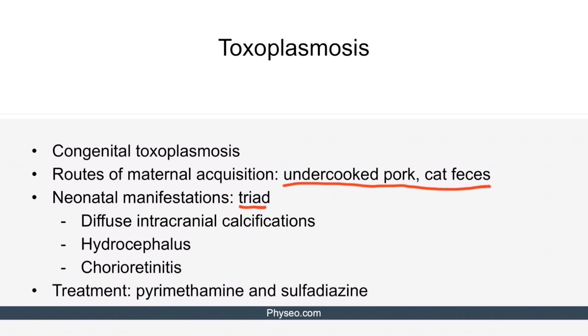The first finding of this triad is diffuse intracranial calcifications. Please notice that toxoplasmosis is characterized by diffuse rather than periventricular calcifications, which is in contrast to CMV. The second finding of the triad is hydrocephalus. And the final finding is chorioretinitis, which is an inflammation of the choroid and the retina. Treatment of both the mother and the neonate is with pyrimethamine and sulfadiazine.